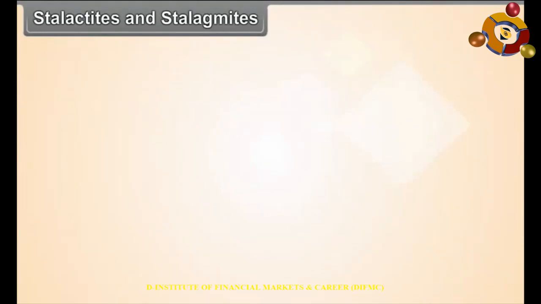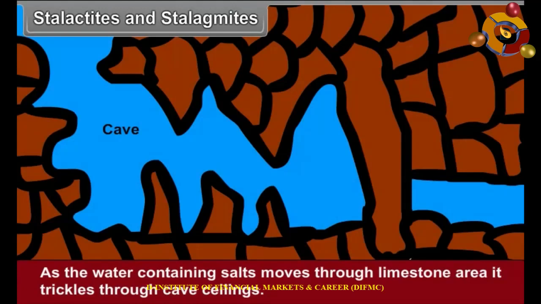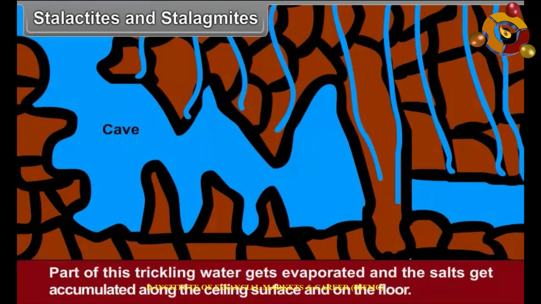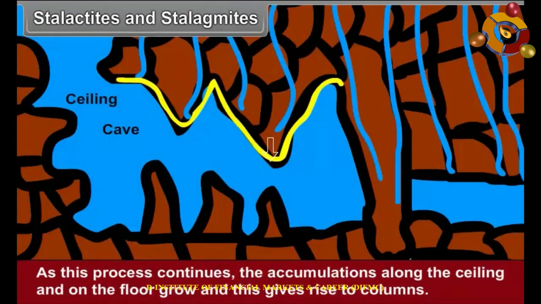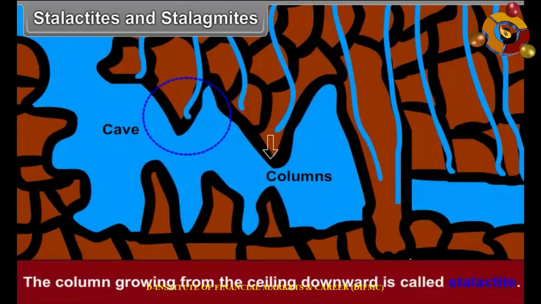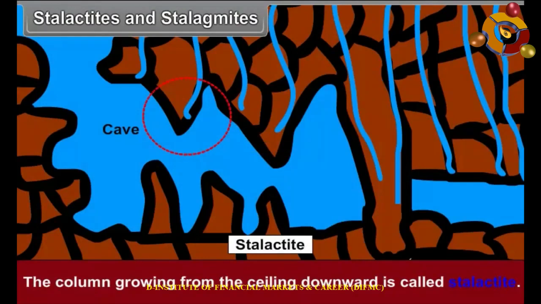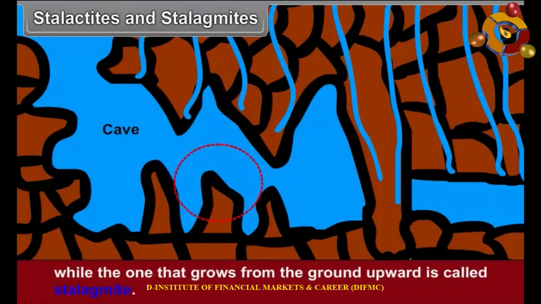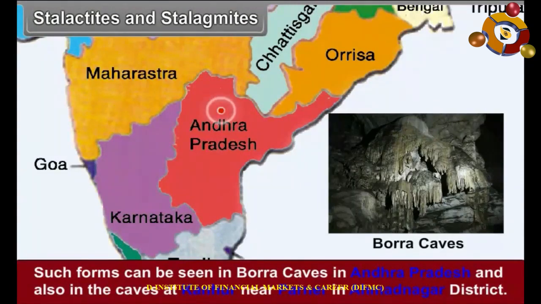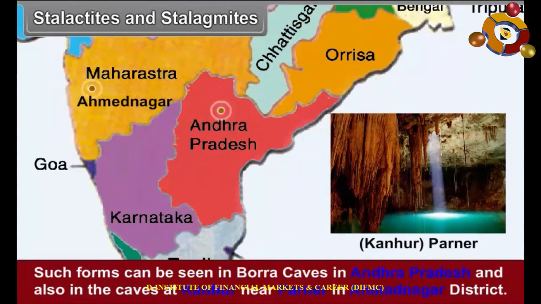Number 3. Stalactites and stalagmites. As the water containing salts moves through limestone area, it trickles through cave ceilings. Part of this trickling water gets evaporated and the salts get accumulated along the ceiling surface and on the floor. As this process continues, the accumulations along the ceiling and on the floor grow, and this gives rise to columns. The column growing from the ceiling downward is called stalactite, while the one that grows from the ground upward is called stalagmite. Such forms can be seen in Borra caves in Andhra Pradesh and also in the caves at Kanhur near Parner in Ahmednagar district.